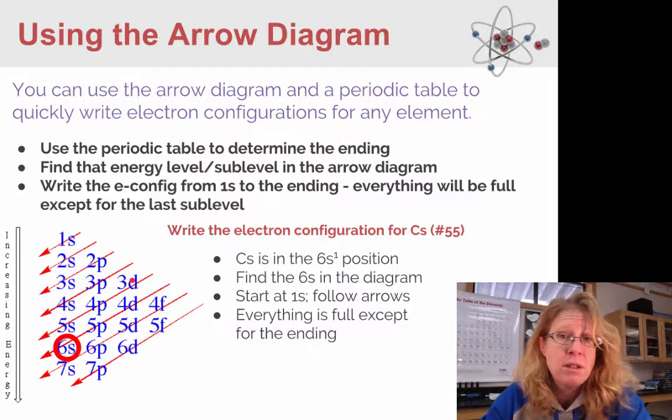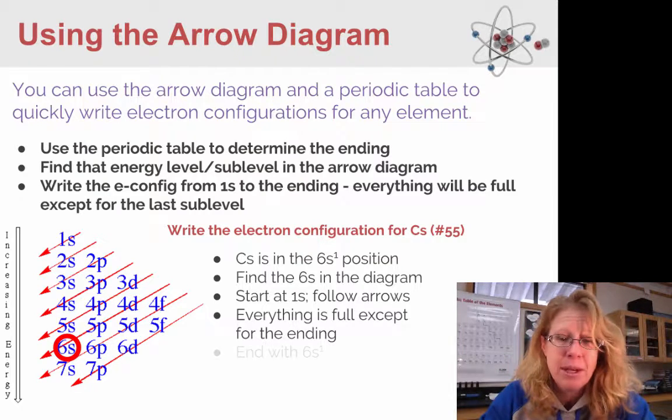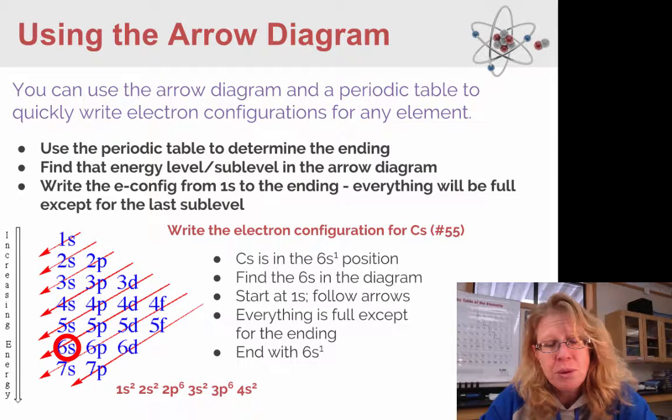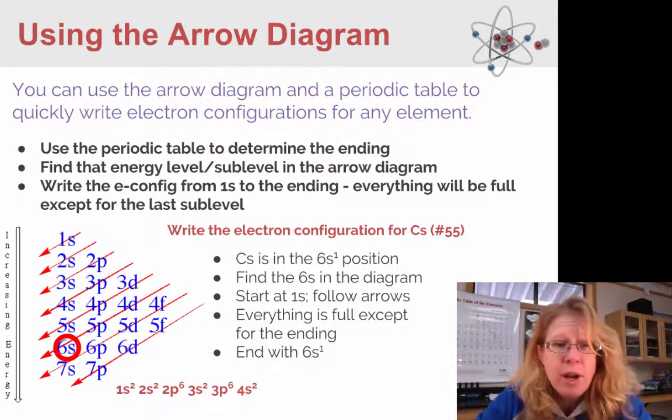So it's going to be 1s2, 2s2, 2p6, etc., except for the very last thing. That very last thing, the 6s, you're going to end it the way it looks like it should be ended based on the periodic table. So here's what it would look like. 1s2, 2s2, 2p6, 3s2, 3p6, 4s2. Oh my gosh, okay, so I got all the way through this arrow.